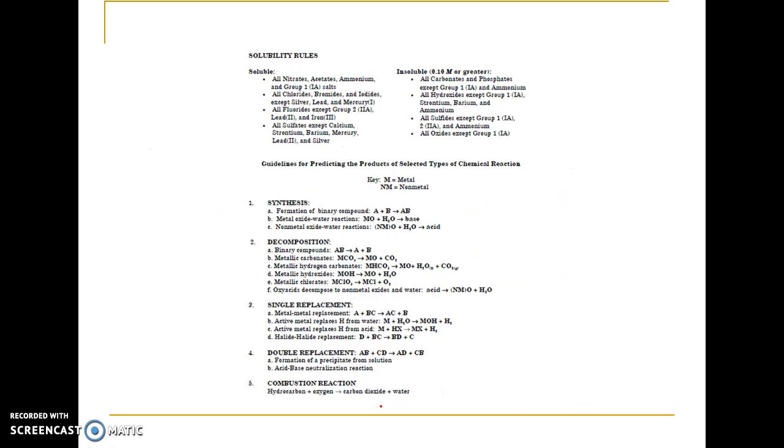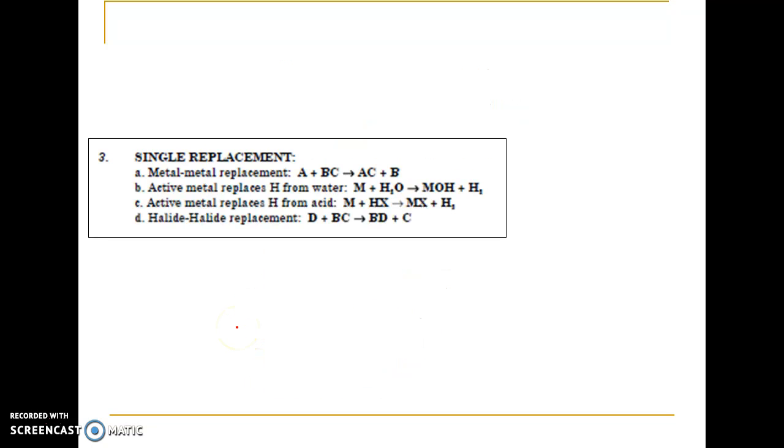Alright, so let's take a look at your reference table. This is page 6 from the North Carolina Course of Study reference table for chemistry. We are talking specifically about single replacement reactions. So here is single replacement. It is a number 3. And notice how we can have an A, B, C, or D. I'm going to go to the next slide so that we can take a closer look at this.